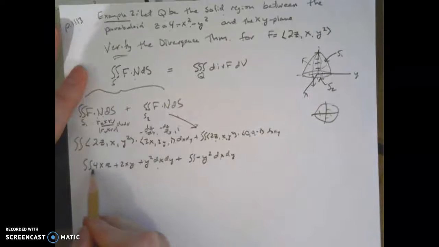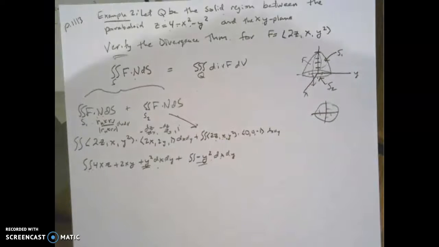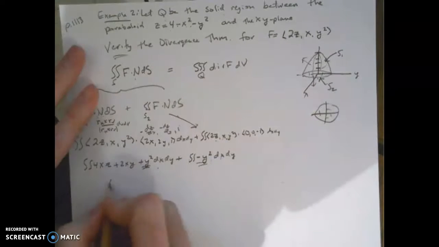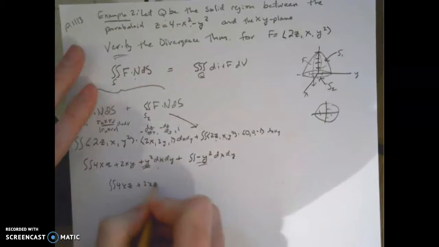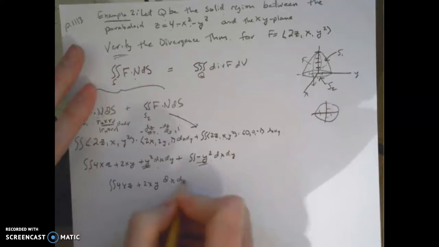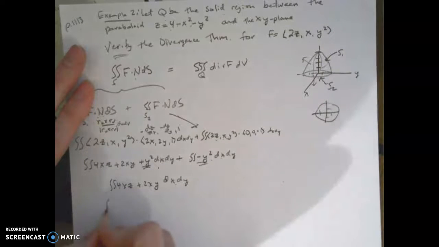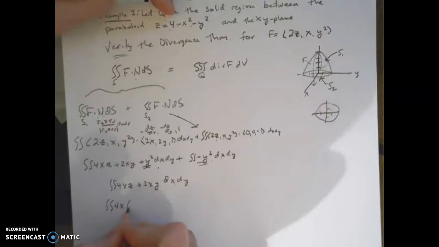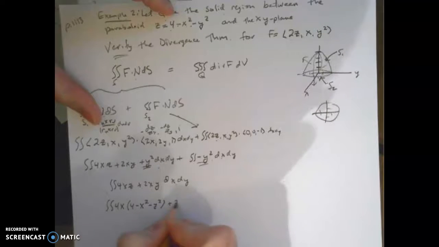Okay. So now we've got the double integral of this function plus the double integral of this function. Notice this plus y squared and this minus y squared. If we combine it into one double integral, that goes away. So we've got a double integral of 4xz plus 2xy dx dy. And now we'll call this 4x times z. Our z is this function, 4 minus x squared minus y squared, plus 2xy.